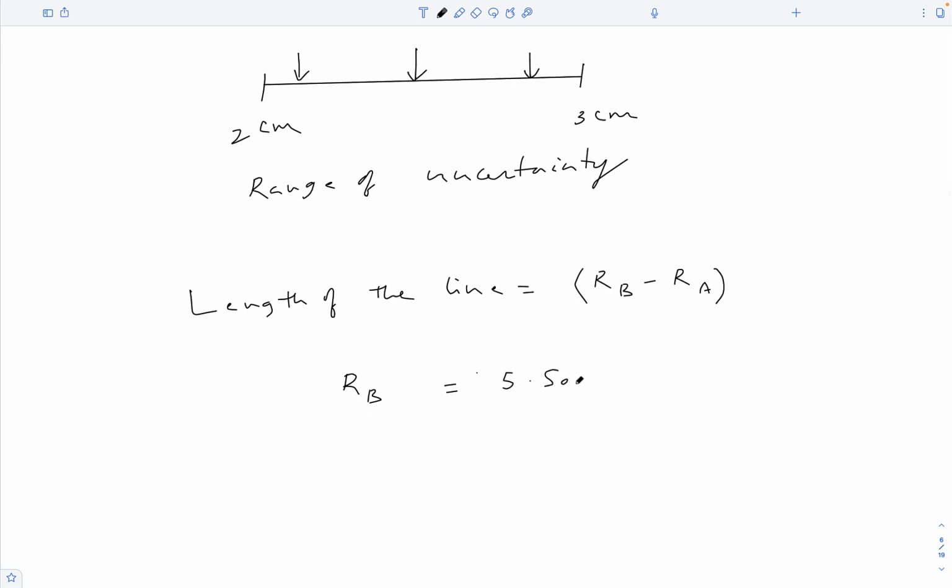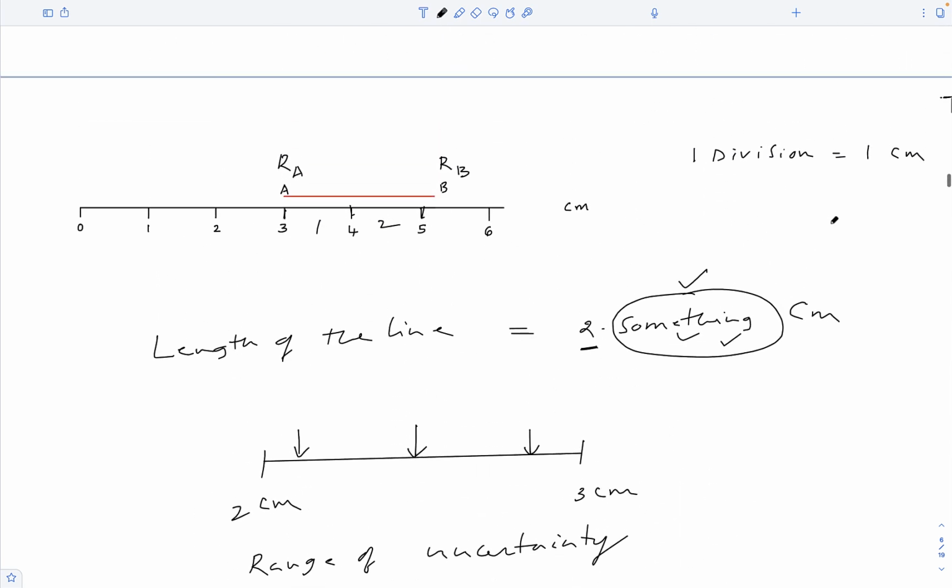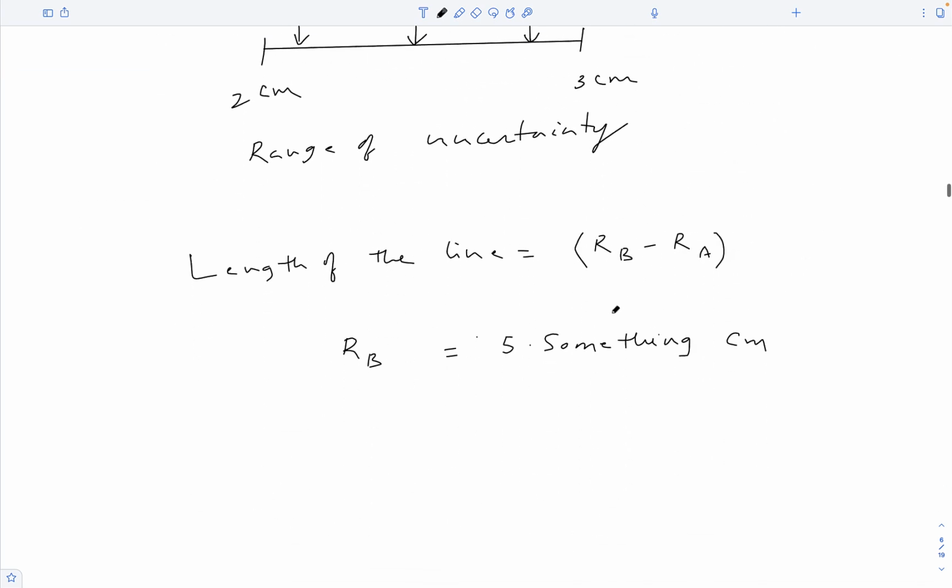Now can we estimate or guess the value of this something? I think we can. In our mind, we can imagine that this division is divided into 10 equal divisions and use these imaginary smaller divisions to estimate the length of this portion of the line or the value of this something.